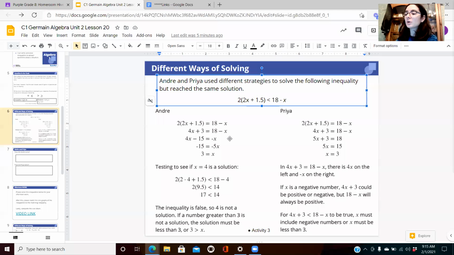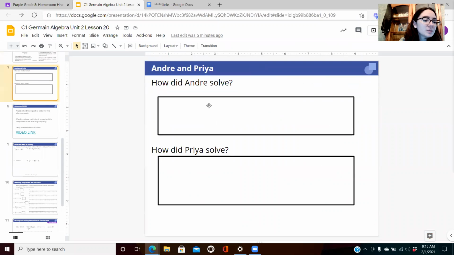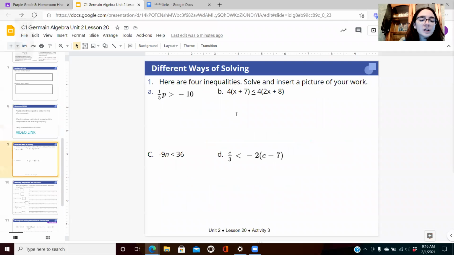This afternoon, let me do a quick rundown of what you're going to be doing, okay? You don't have to do anything on slide number 7 because we just talked about how Andre solved it and we didn't really want to look at Priya. So if we look at our afternoon work for today, there is a link to a video in there, okay? You have 4 inequalities that you have to solve. I built time into the video for you to solve them. I go through the answers.